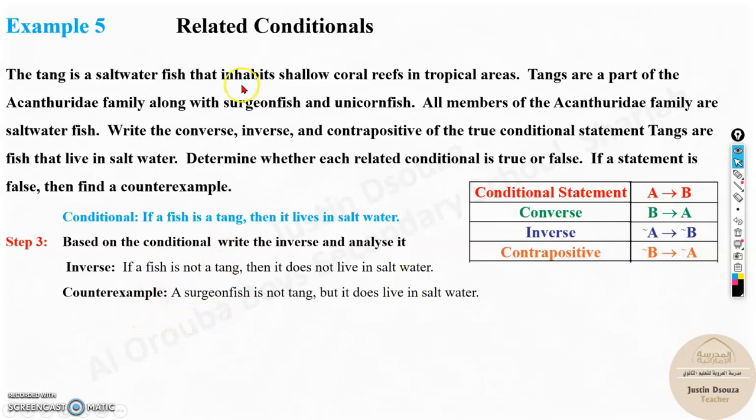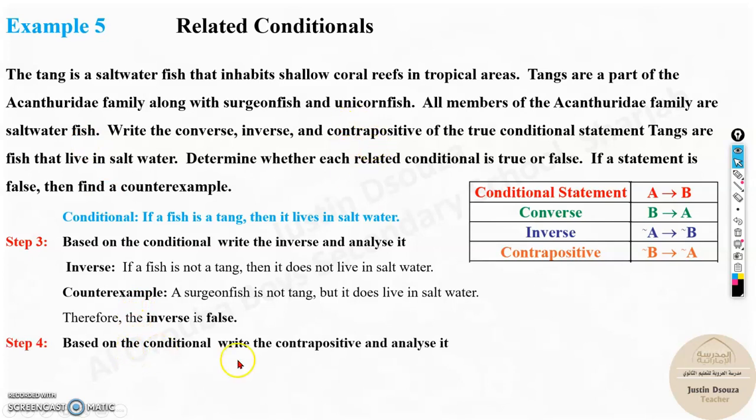But sadly, this is wrong. Why? Because we just now told surgeon fish is living in salt water. So let's see whether the hypothesis is true. A surgeon fish is not a tang. Yes, the hypothesis is true. But it does not live in salt water. This is false. The conclusion is false. So again, the inverse is false. So this is the counter example we gave. See, it says if a fish is not a tang, then it does not live in salt water. Yes, surgeon fish is not a tang, unicorn fish is not a tang. Then it does not live in salt water, which is wrong because these two live in salt water. It is given in the question. So this is the thing.